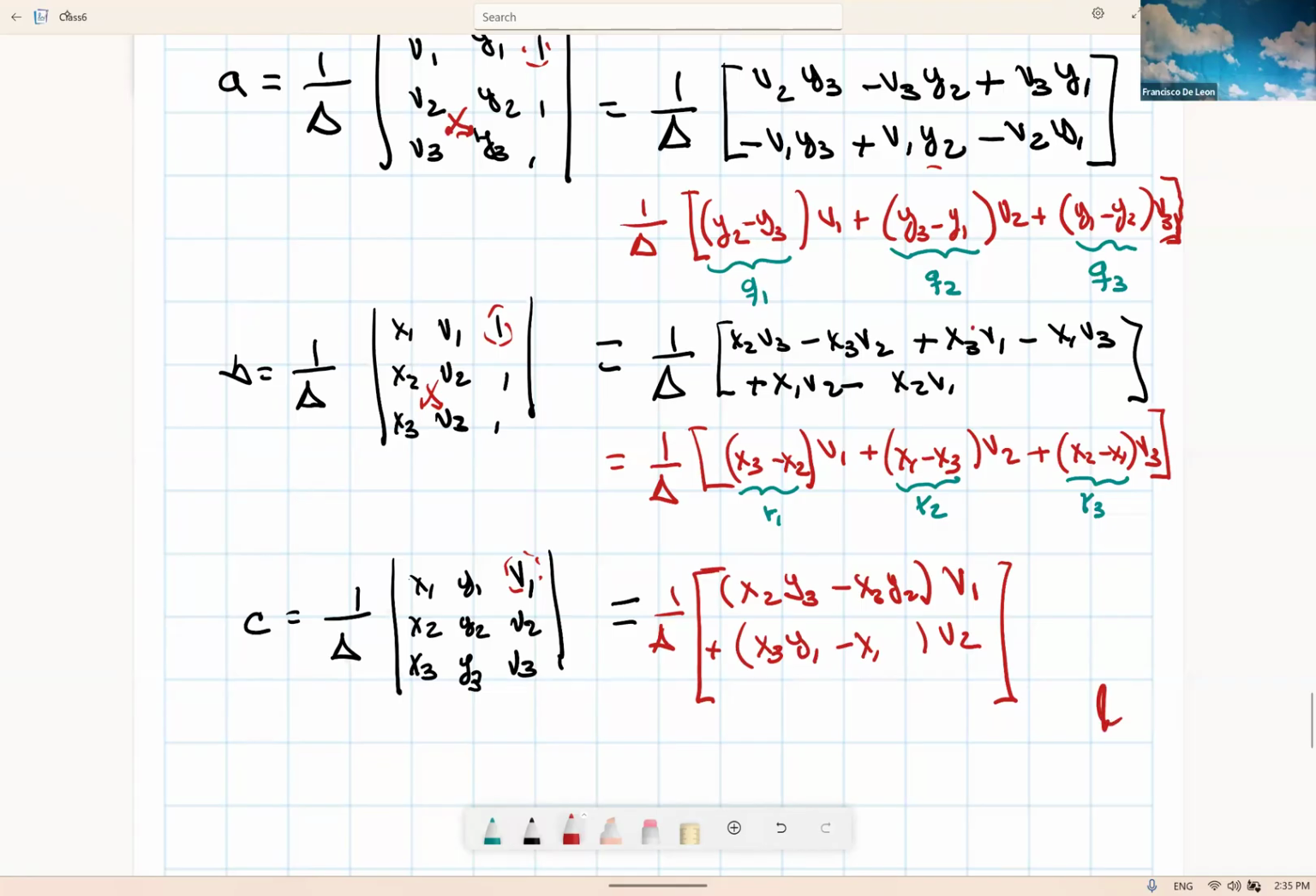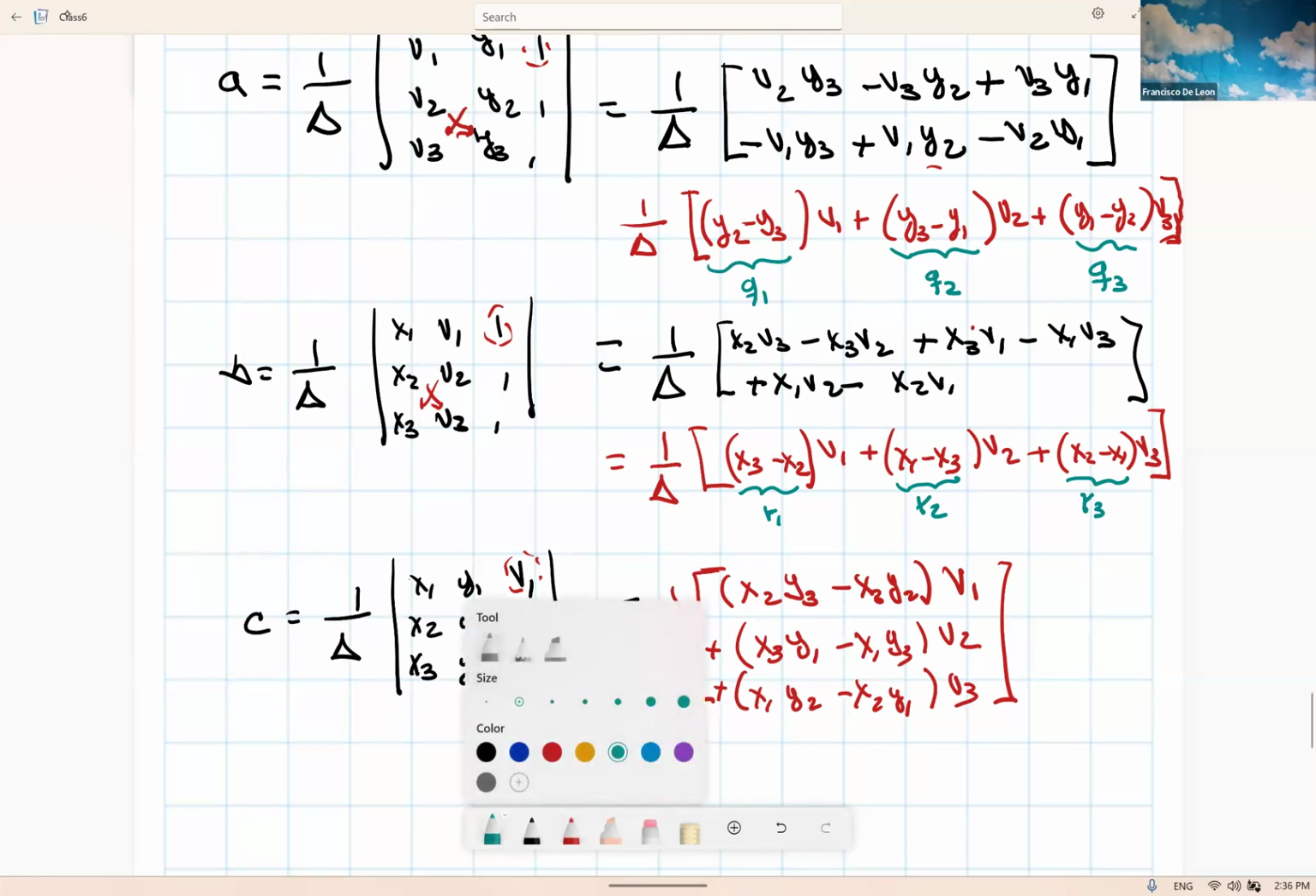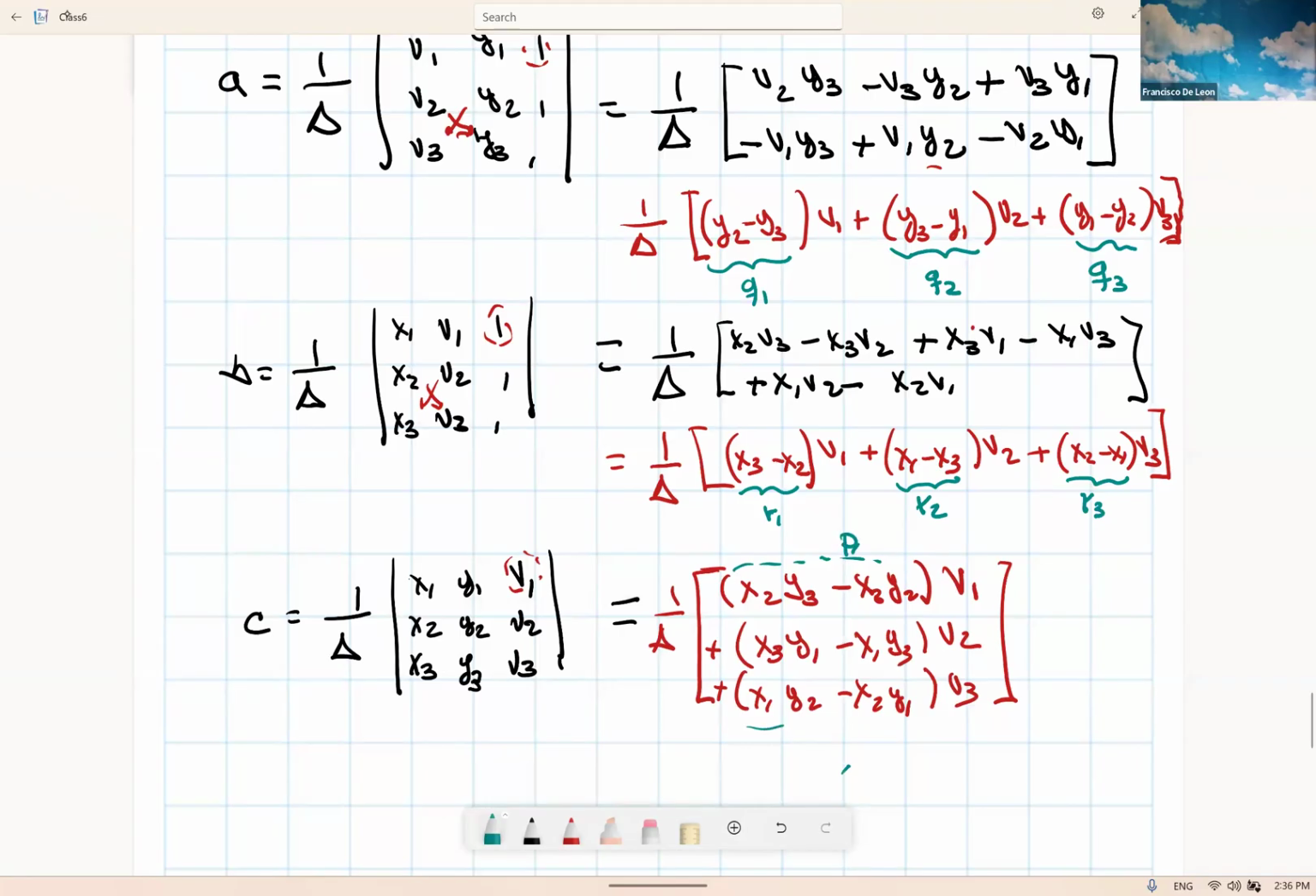Okay, this one writes now. So x1, y3 plus v3, and this is going to be x1, y2 minus x2, y1. And this is going to be called P1. This is going to be called P2. No, P3. And this one is going to be called P2.